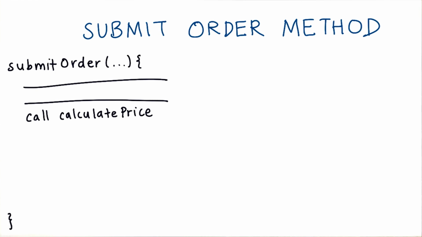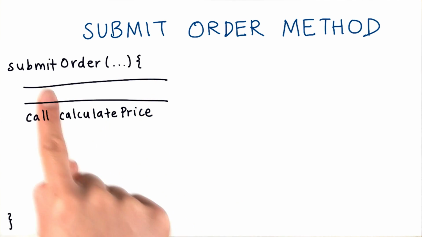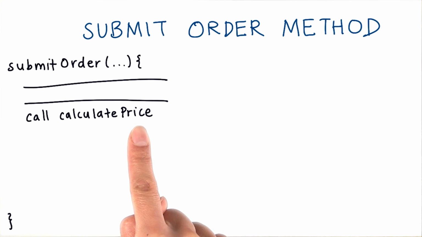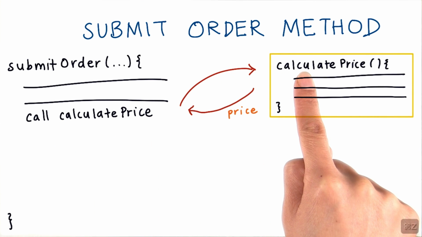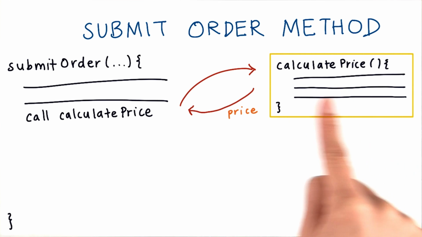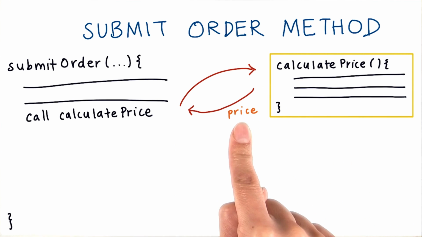When we click on the order button in the app, we'll call this method, and then inside of this, we're going to call the calculate price method. We're going to call the method with no input parameters. We're going to execute these instructions here, and then we're going to return the price.